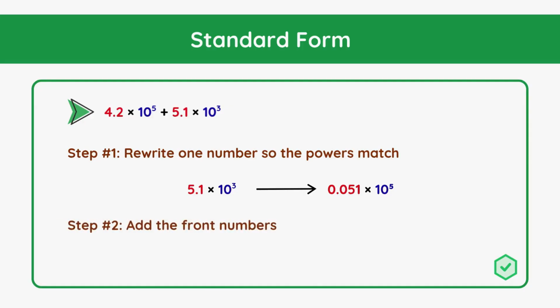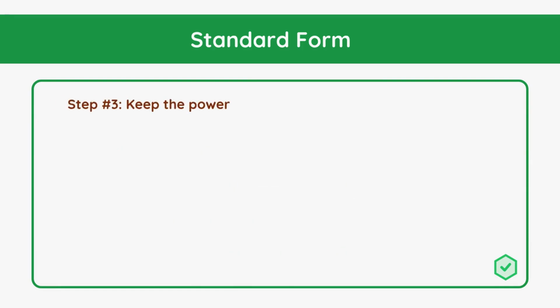Step 2. Now that both have a power of 5, add the front numbers. 4.2 plus 0.051 is 4.251. Step 3. Keep the power of 10 as 5. So the answer is 4.251 times 10 to the power of 5. The habit to build here is to always make the powers match before you add anything.